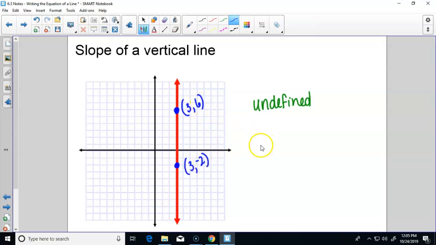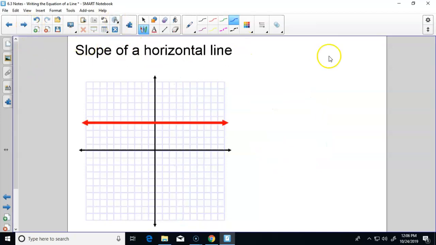If we did the slope formula with this, we would have y2 minus y1, so negative 2 minus 6, over x2 minus x1, so 3 minus 3. Negative 2 minus 6 is negative 8, and 3 minus 3 is 0. We cannot divide by 0. So this would mean that the slope is undefined for this one.